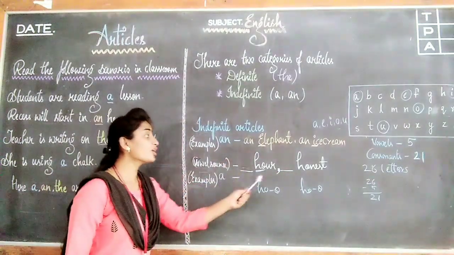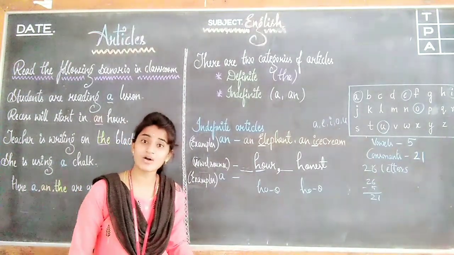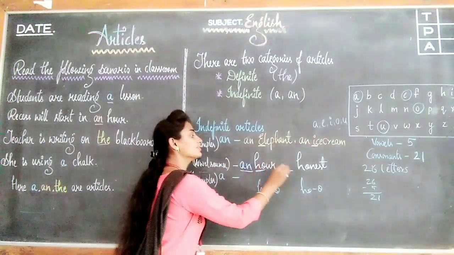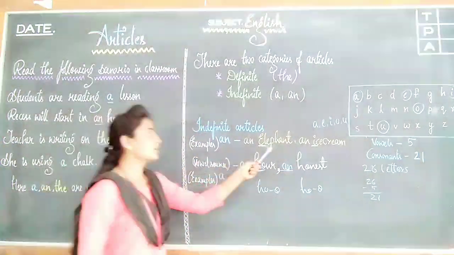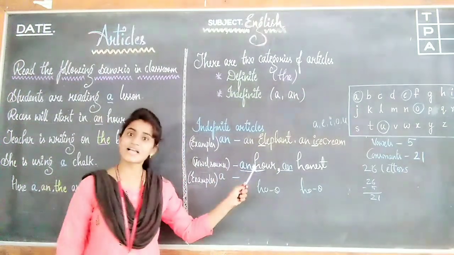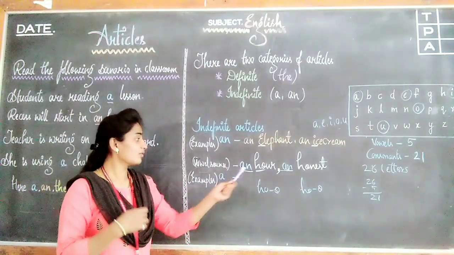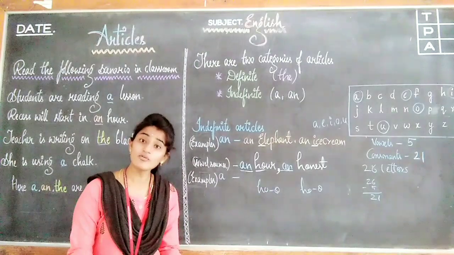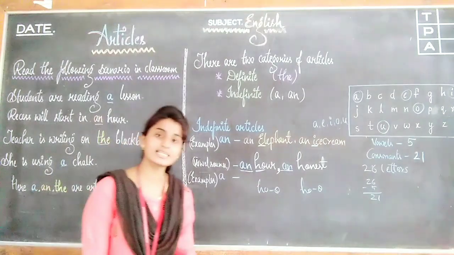So here the word starts with a consonant, but it makes a vowel sound, so we are using the indefinite article, that is an. An hour and an honest. So what we have learned here: the words which start with a vowel will take an. But here the word starts with a consonant, but when you pronounce it, the word begins with a vowel sound. So in that case also we are going to use the indefinite article, that is an.